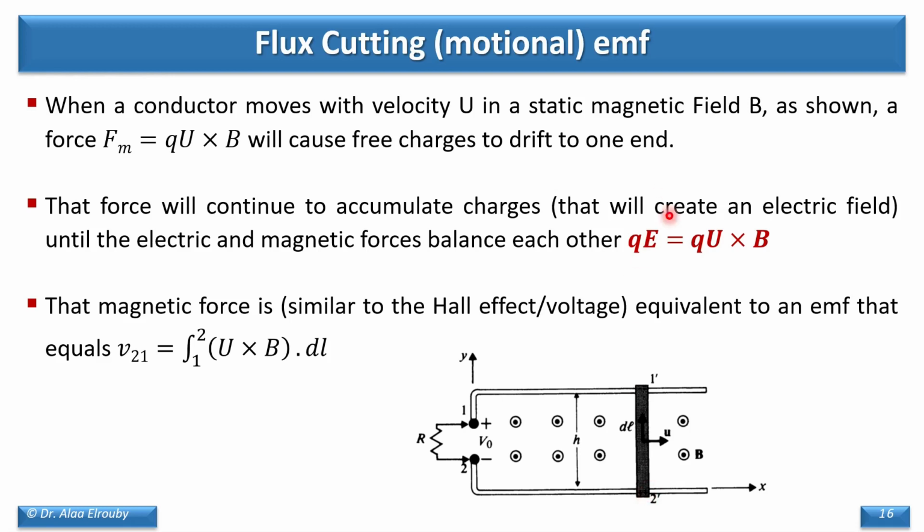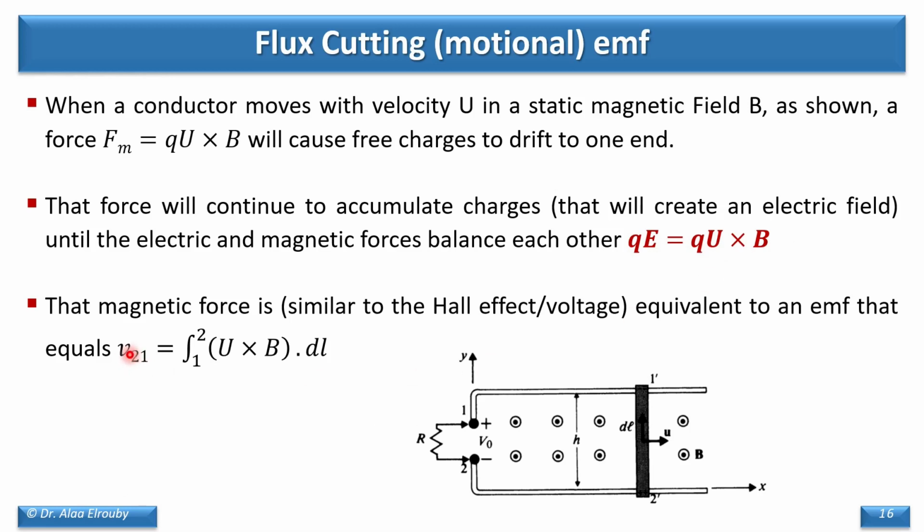At equilibrium, the electric force equals the magnetic force, and this is the condition for equilibrium. This is very similar to the Hall effect that we studied before. So in this condition, we can calculate the potential difference between the terminals of the conductor. The potential difference at equilibrium equals the integral of E dot dl. We have E equal to u cross B.